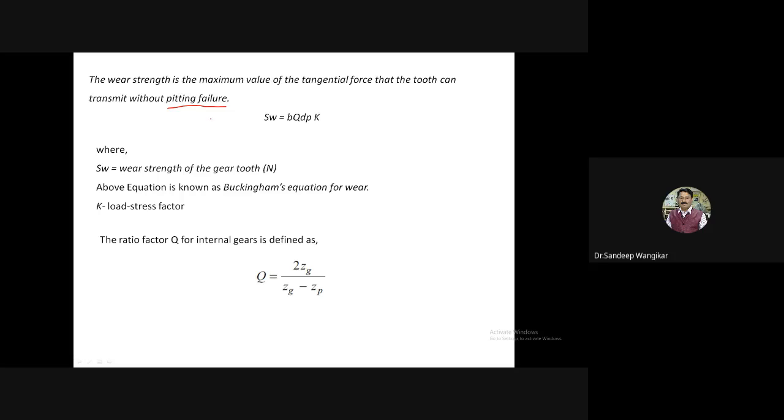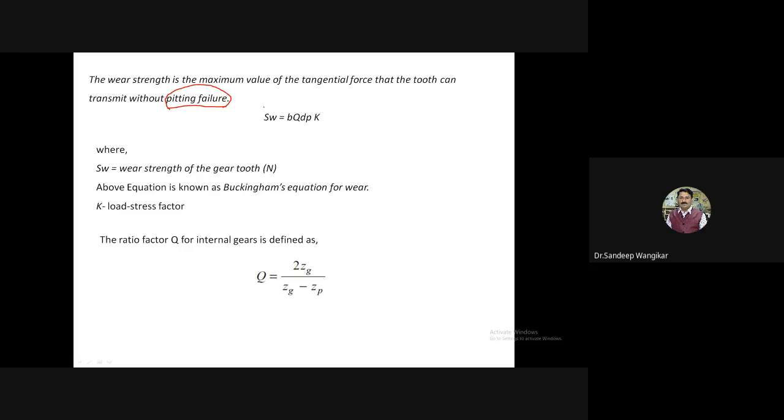So the beam strength is the maximum value of tangential force that the tooth can transmit without bending failure. And here the words "without a pitting failure" are clearly mentioned. So here the failure is due to pitting. Whatever the maximum tangential force it can transmit so that pitting does not occur at all, that strength is called the wear strength.